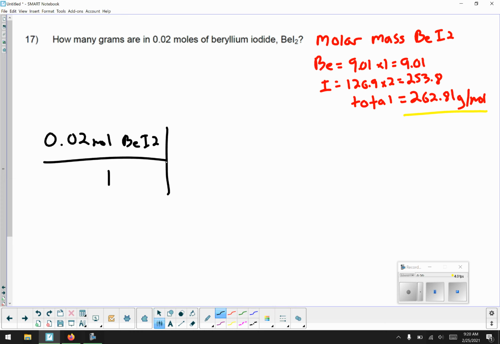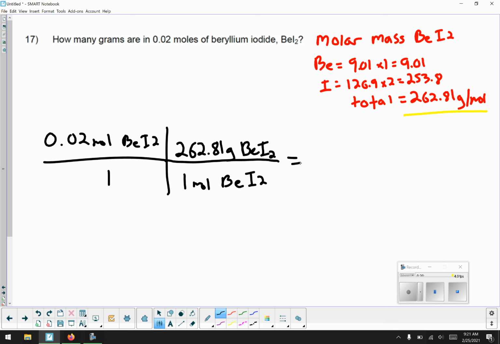In this case, we know that 1 mole of beryllium iodide, well, we know exactly how many grams that weighs. That's what the molar mass is. It weighs 262.81. So that molar mass is the conversion between grams and moles. In this case, we want the moles on the bottom so they cancel out and the grams on top.